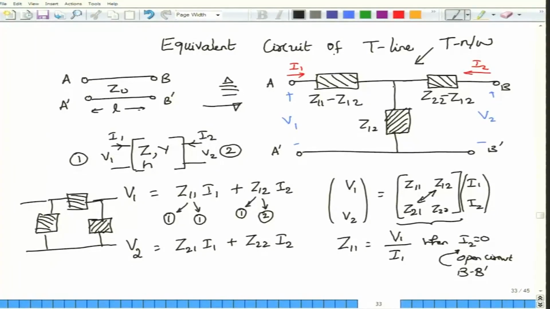So, this can be considered as a star network, if I remember correctly, and this can be considered as a delta network or a pi network. There is a 1-to-1 relationship between the T and the pi network, but the actual numbers that are there will not be the same. This is quite obvious.